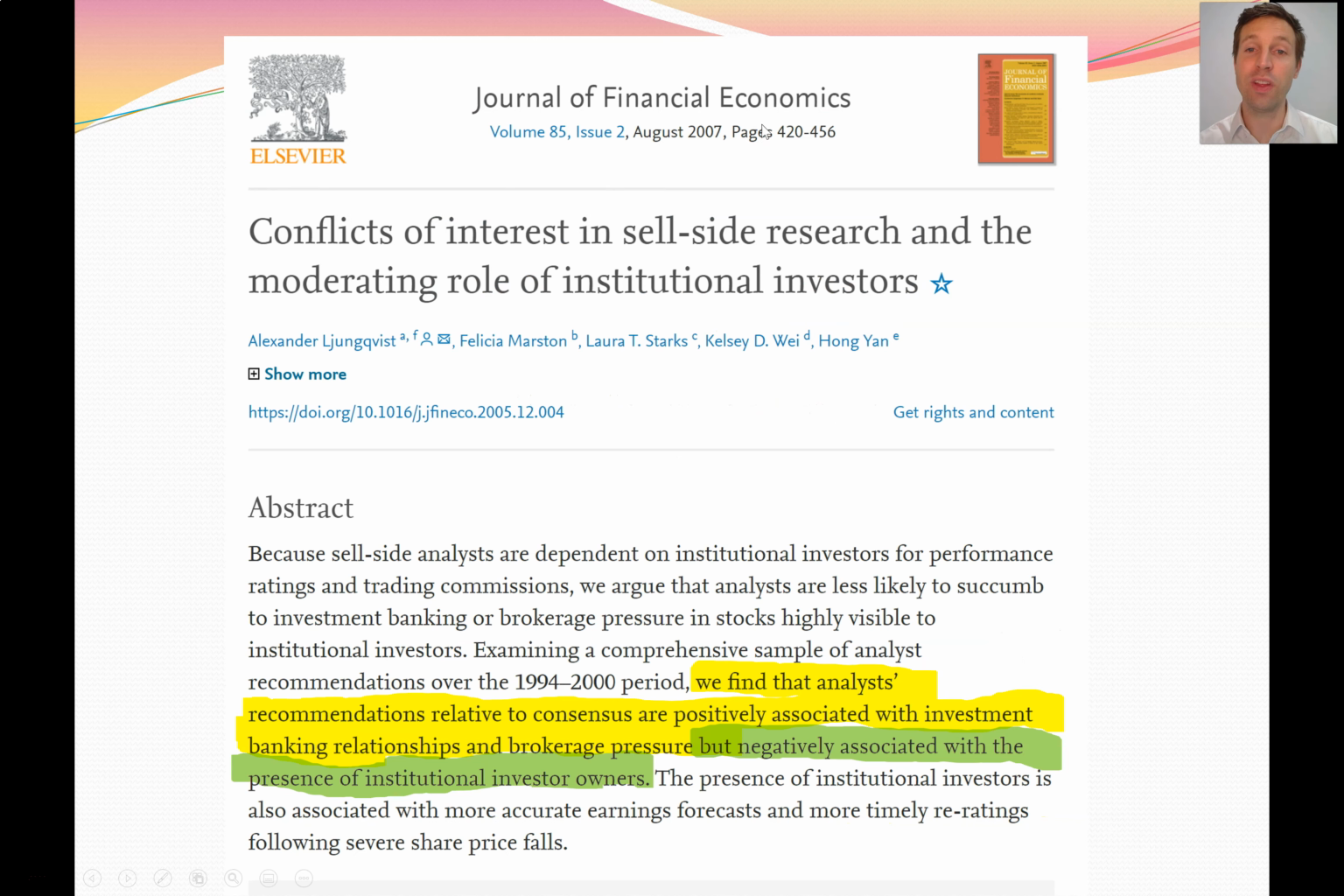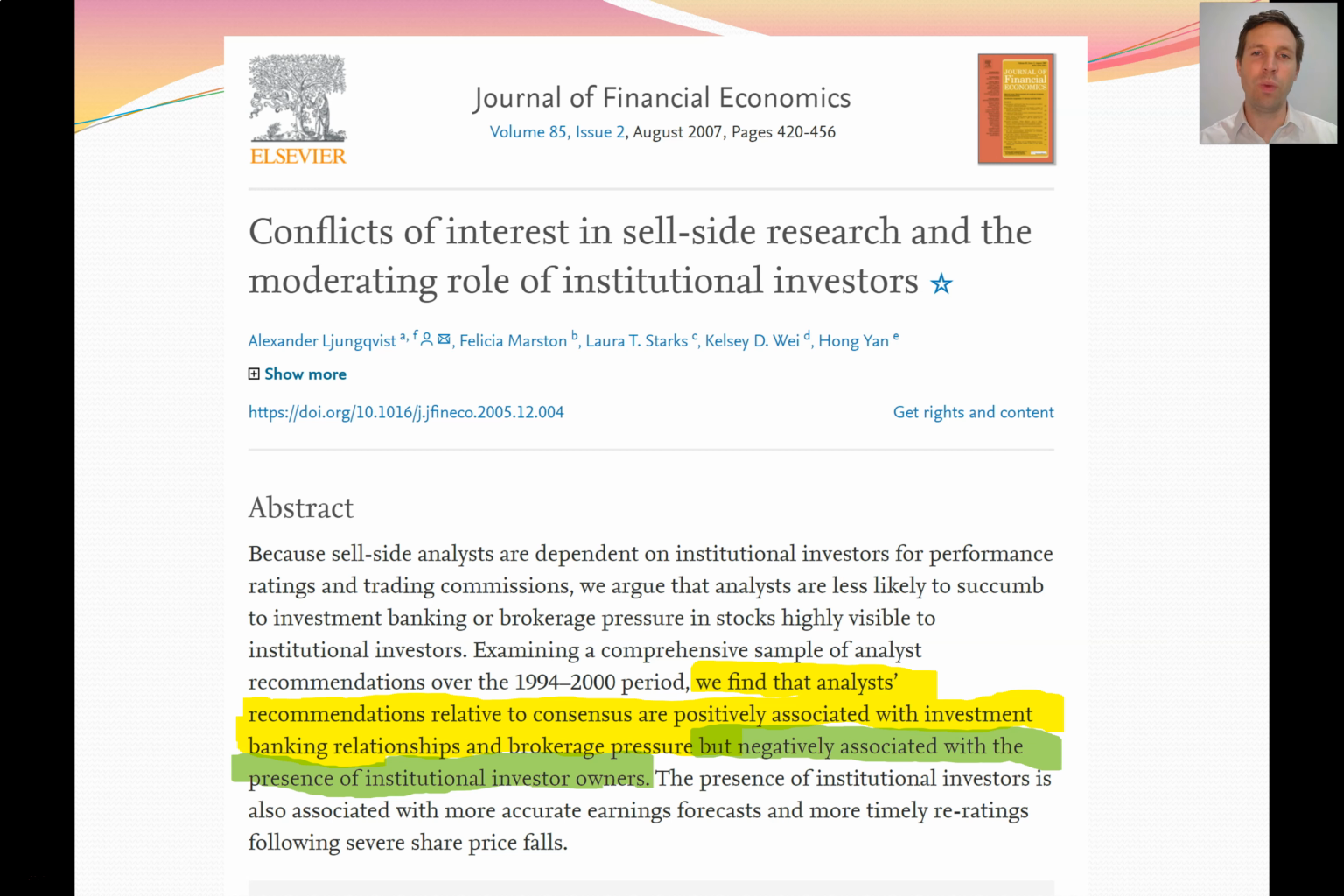This paper in 2007 in the Journal of Financial Economics finds that analysts' recommendations relative to consensus are positively associated with investment banking relationships and brokerage pressure. So again, we talked about how analysts may face pressure to be optimistic about firms. For example, if I'm an analyst following BHP and BHP uses my investment bank for mergers and acquisitions, so we've got an investment banking relationship with the company, then as an equity analyst, I may face pressure to be overly optimistic towards BHP. Okay, so that's what this paper's finding over 94 to 2000.